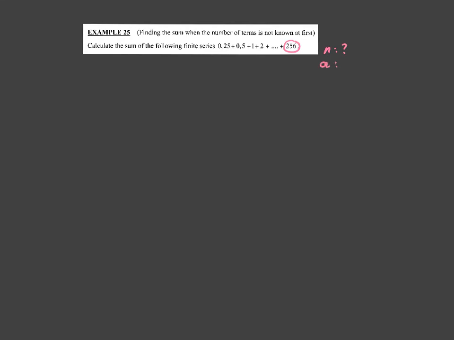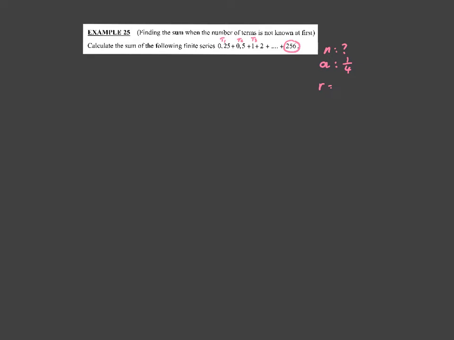But before we do that, a is equal to a quarter, 0.25, right? So that's a quarter. And then the common ratio, what happens here? 0.5, so term 2 divided by term 1, and term 3 divided by term 2, that is going to be equal to 2. Every single term doubles. So that's going to equal 2.